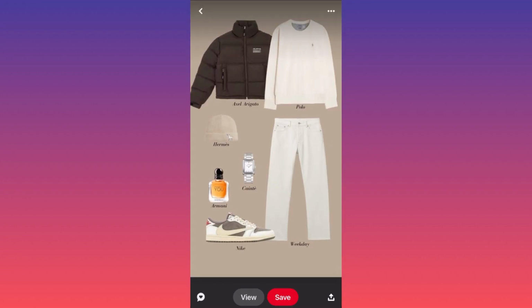Another example over here. If you look at this, this is something that I don't like. Why don't I like it? Because this is a mistake I mentioned earlier. They're mixing brands that are not usually associated with the same person. The person who is buying a Hermes beanie is not the person who is going to be wearing Nike shoes at the same time or a Polo sweatshirt, right?